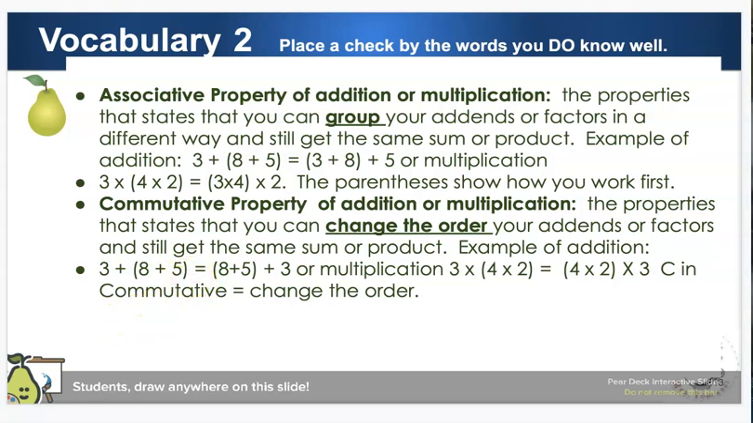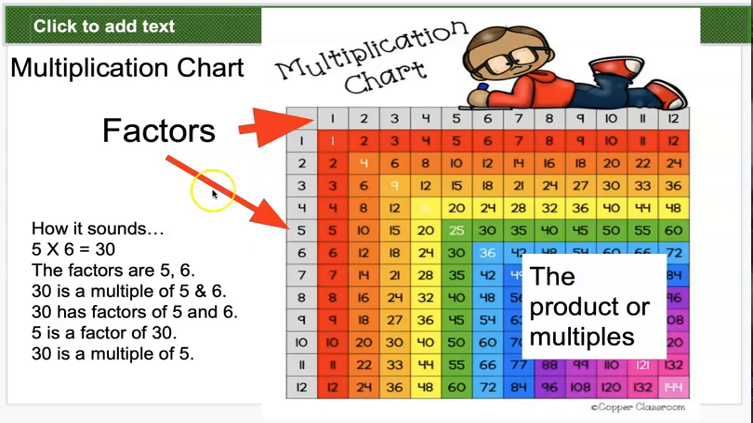For factors and multiples, I'm going to be showing you this chart every day for a while. Factors are these gray boxes on the outside. These are your groups of and how many are in your groups. Those are your facts. And then inside the box is the product of when you multiply these facts together, also called the multiples. So these are your multiples, and these are your factors.